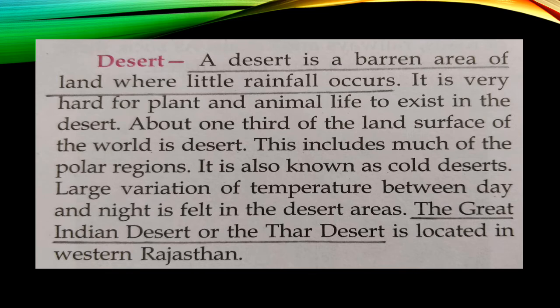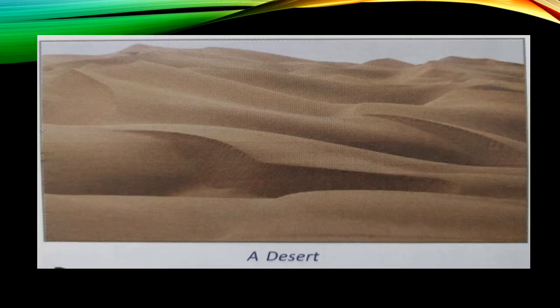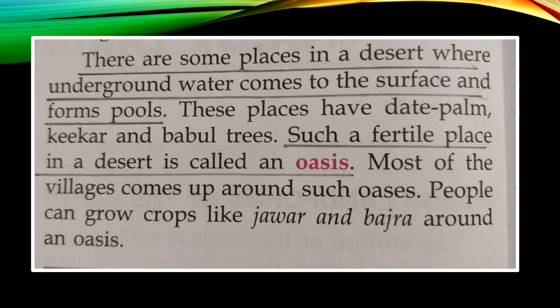The Great Indian Desert or the Thar desert is located in western Rajasthan. So you must have learnt about the Thar desert, and it is located in West Rajasthan. You can see the picture of a desert, and what can you see? We can see barren land, no trees, and mostly we can see sand and only sand all around. And it is very hot during daytime, and at night it becomes cold.